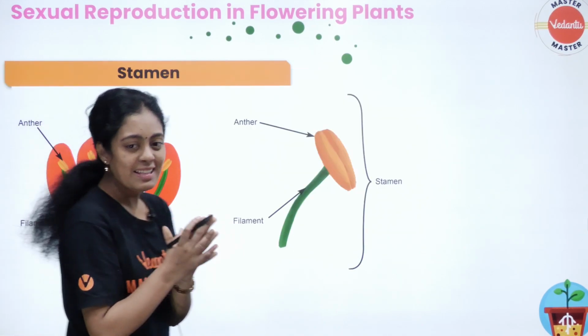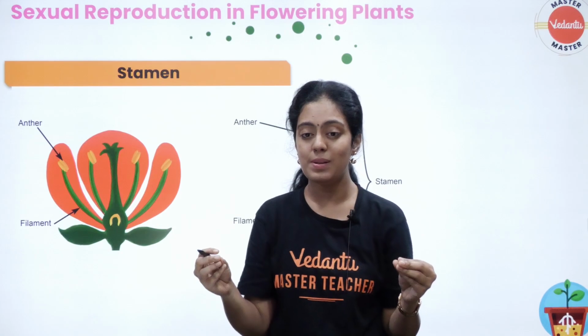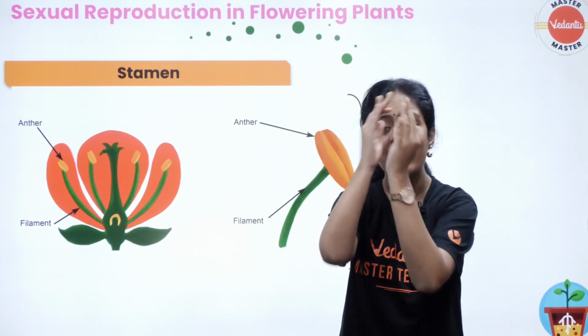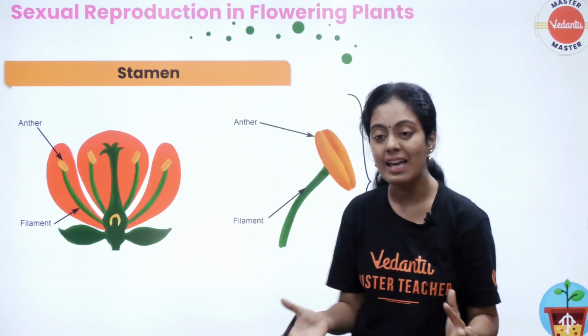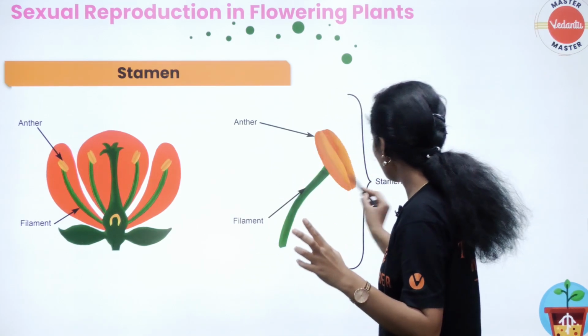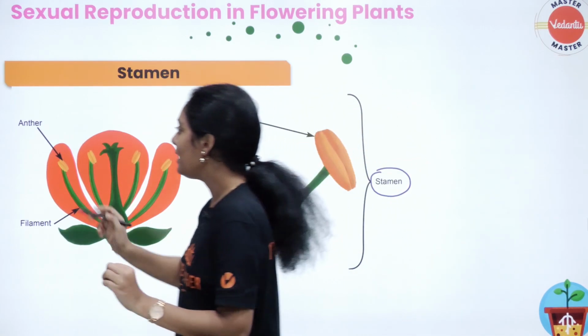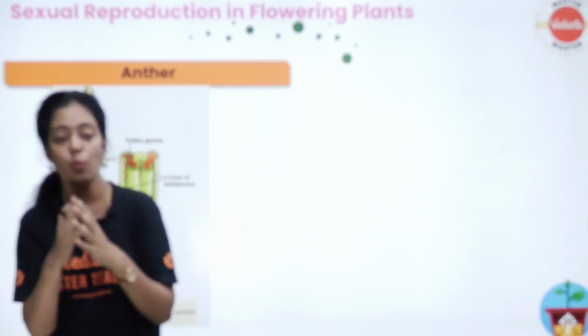So this anther is not just a simple structure, it is where your pollen grains are developed. So it is made up of various layers. We are going to see what those layers are. The anther together with the filament is what we call the stamen. Androecium is made up of numerous whorls of stamen.